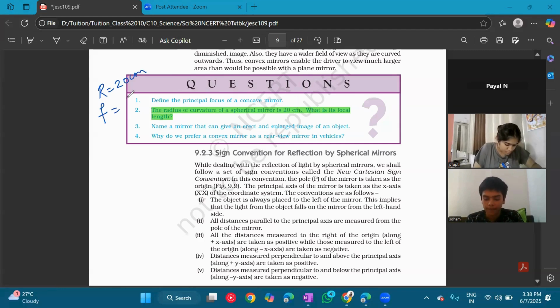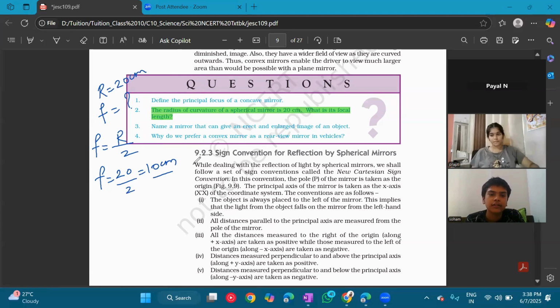उन्होंने क्या पूछा है तुम्हें? Focal length पूछा है. I think I have already made you write down a formula. F is equal to R by 2. Did you write down? Yes. So therefore focal length will be how much? It will be 10 centimeter. That means it will be 20 upon 2, which is equal to 10 centimeter. Is that clear? Yes. Okay. Shall I erase it?